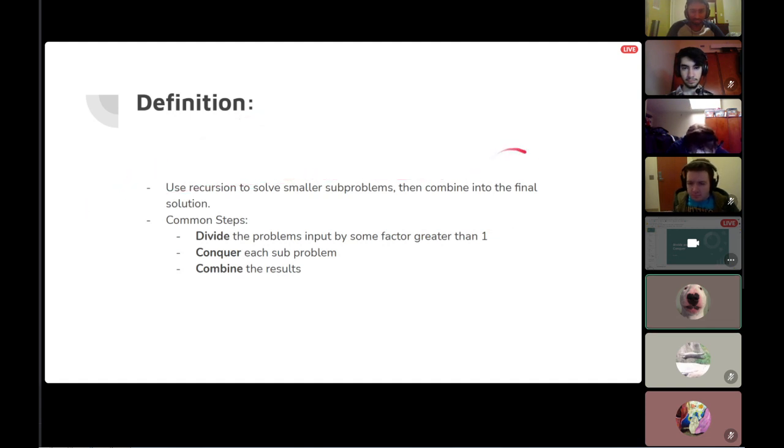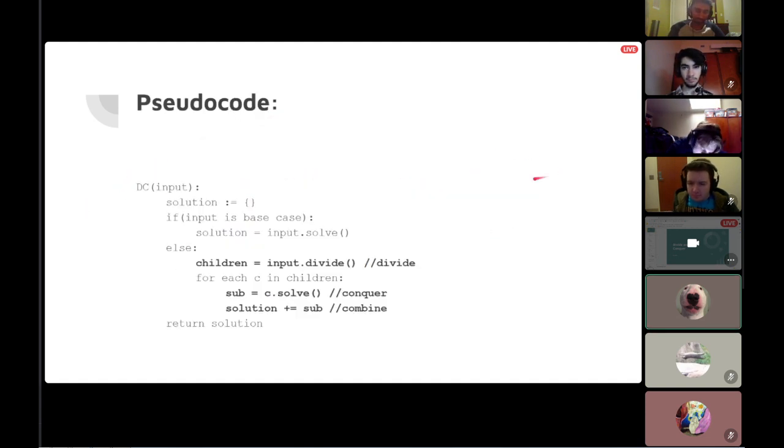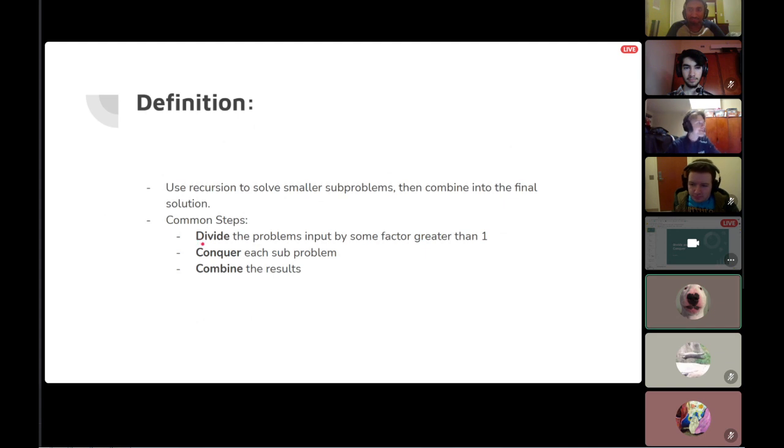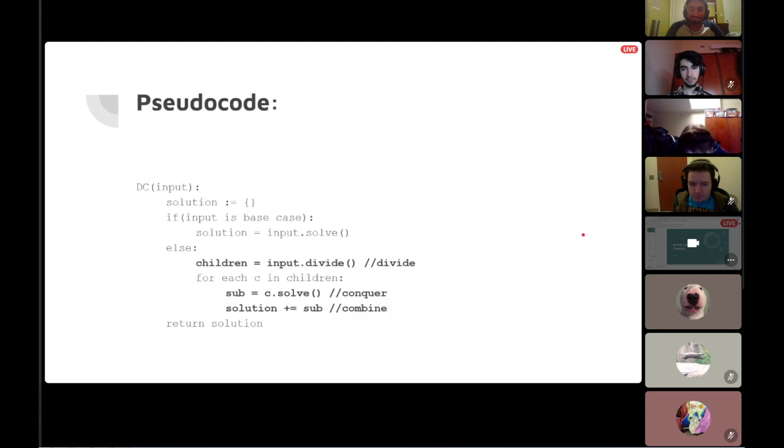There's a sort of general pseudocode for it that is as follows. Real quick, I just want to outline the common steps in every divide and conquer algorithm. You're going to divide the input problem by some factor that is greater than 1, because if you're dividing it by a factor that's less than 1, then that's not very effective at all. You're going to conquer each subproblem, and then you're going to combine the results.